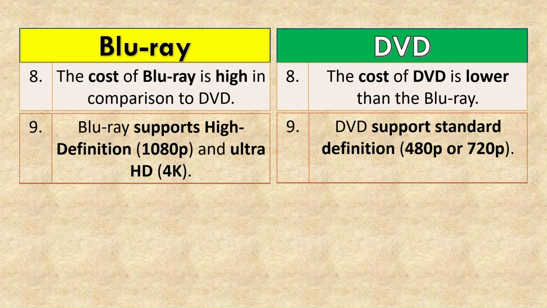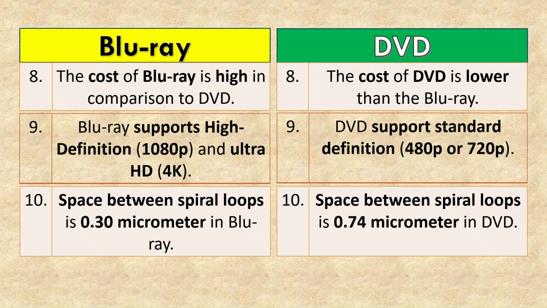Blu-ray supports high definition, 1080p, and Ultra HD, 4K. DVD supports standard definition, 480p or 720p. Space between spiral loops is 0.30 micrometer in Blu-ray. Space between spiral loops is 0.74 micrometer in DVD.